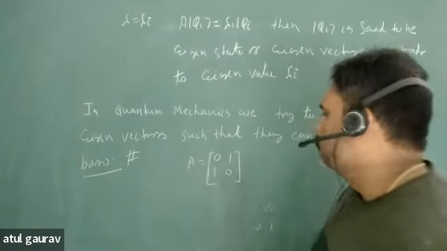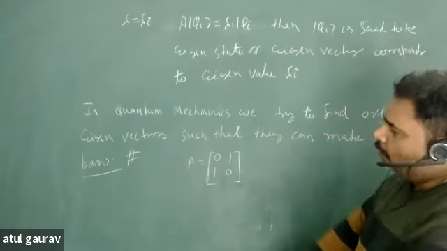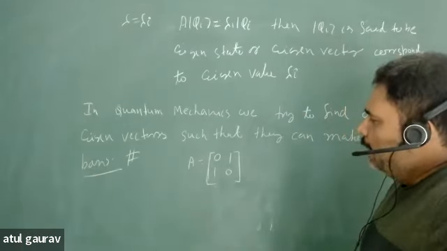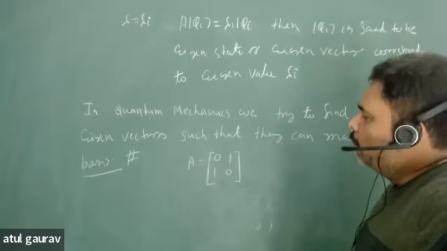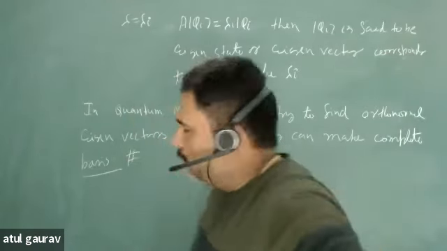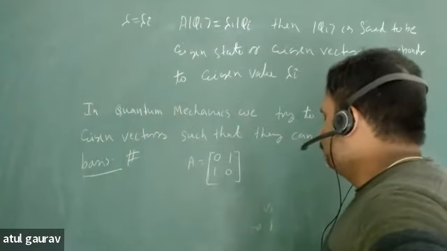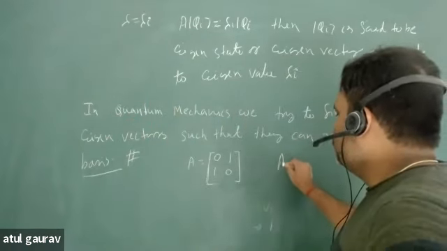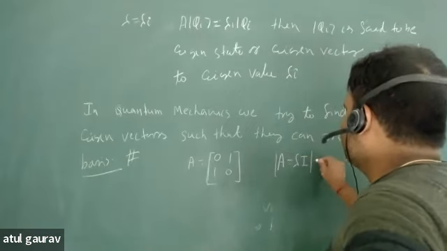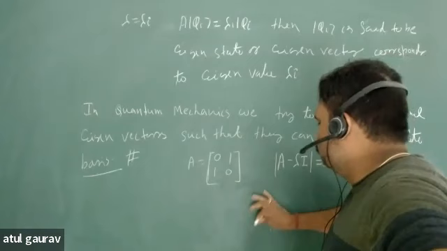So this matrix is what? 0, 1, 1, 0. Suppose this is my matrix A. And I just want to calculate the eigenvalue and eigenvector for this particular matrix. So first we have to write the characteristic equation. And what is this characteristic equation? A minus lambda I must be equal to 0.